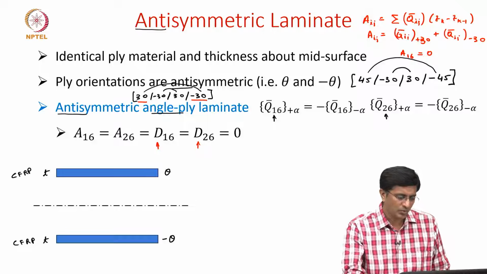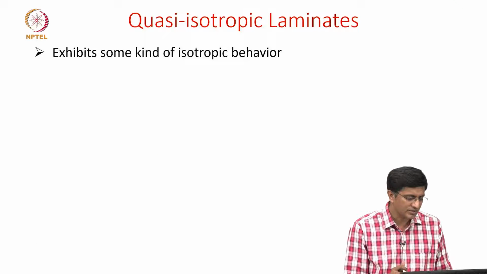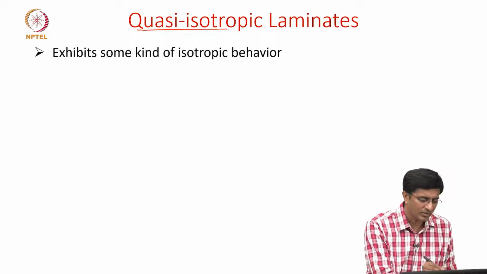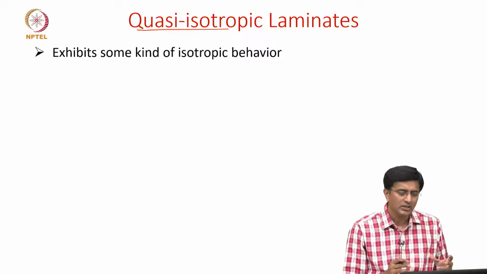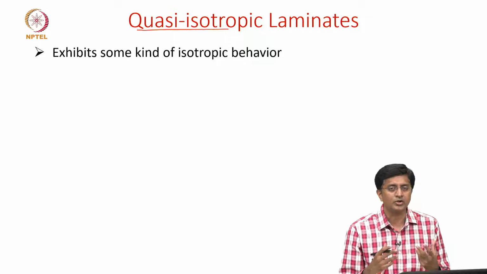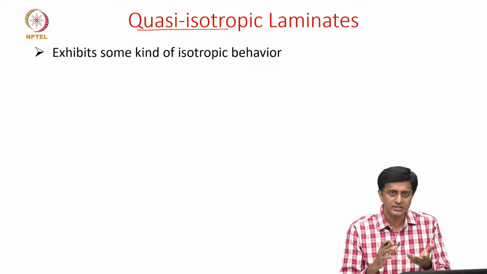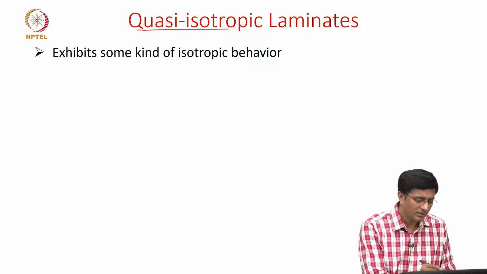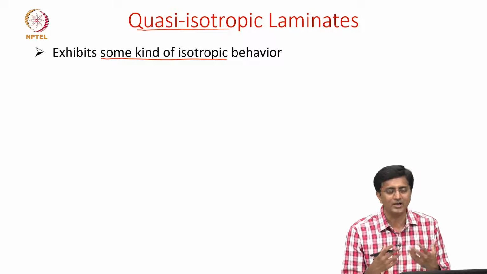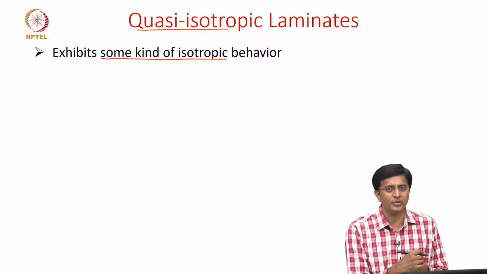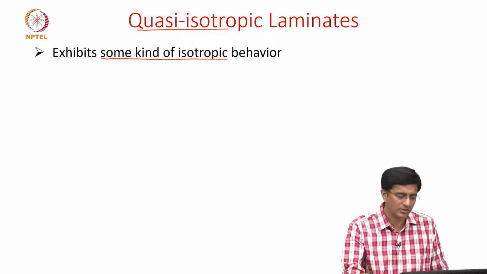Okay. Now let's move to the last of these laminates we are discussing, which is the quasi-isotropic laminate. This is an interesting laminate because though we are starting with an orthotropic material, meaning the properties are different in different directions, there are certain sequences where we can get a quasi-isotropic behavior. Don't think that it is the same isotropy as in aluminum or steel, but there is a small sense of isotropy, and let's see what that is.